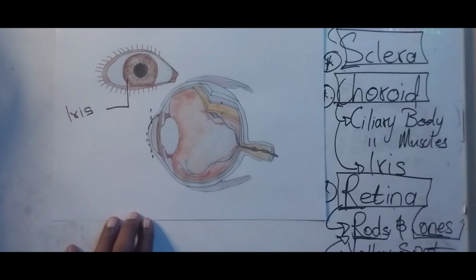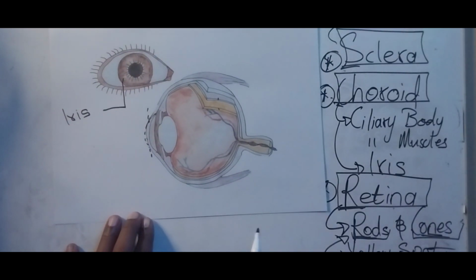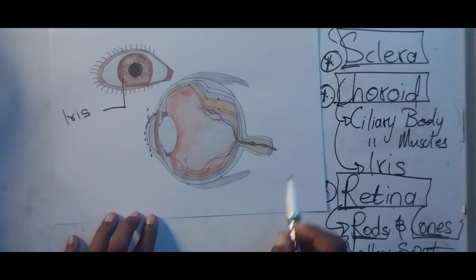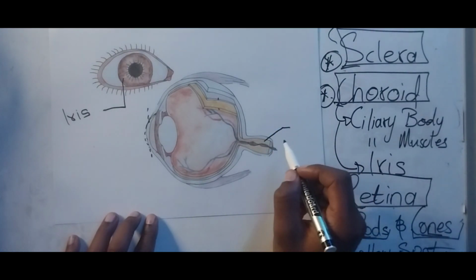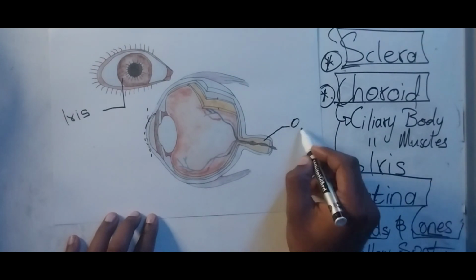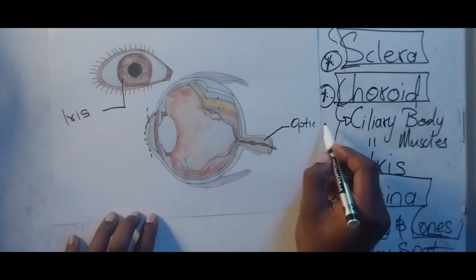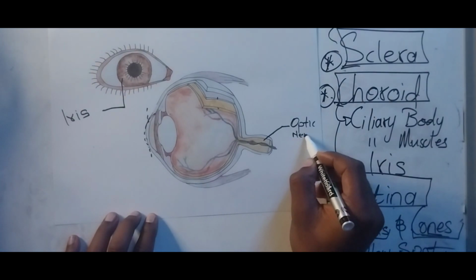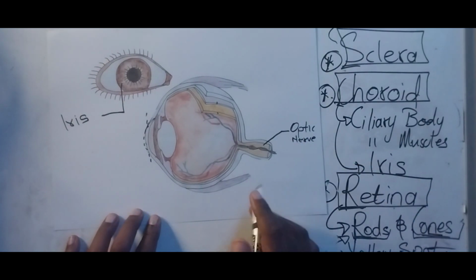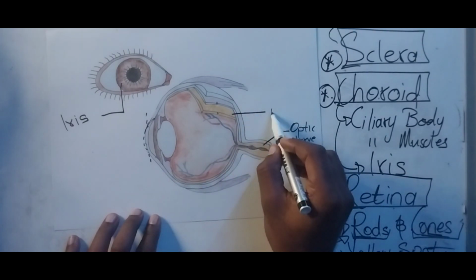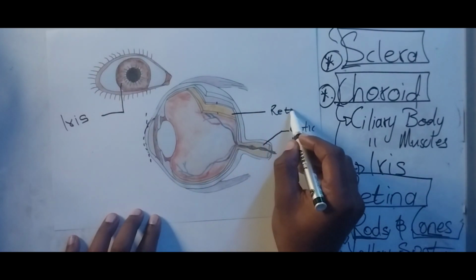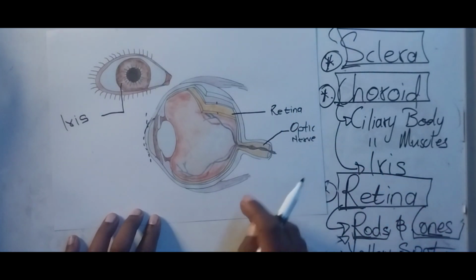But before we do that, people need to understand what is going on here. Let's name this. This is called the optic nerve. And the yellow one, we said it is the retina. That's where we have our rods and cones.